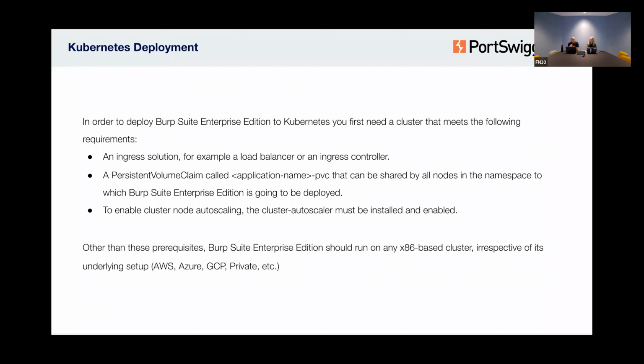So we used to provide options for CloudFormation and ARM templates, but those are fairly restrictive in terms of the infrastructure. So now you just need some sort of ingress solution. That's typically going to be a load balancer or ingress controller. You'll need a persistent volume claim. That'll be the application name that you give it, -PVC, and that needs to be shared by all the nodes in the namespace. And then the cluster autoscaler must be installed and enabled as well. So with these prerequisites met, you'll be able to deploy to AWS, GCP, private cluster, etc.